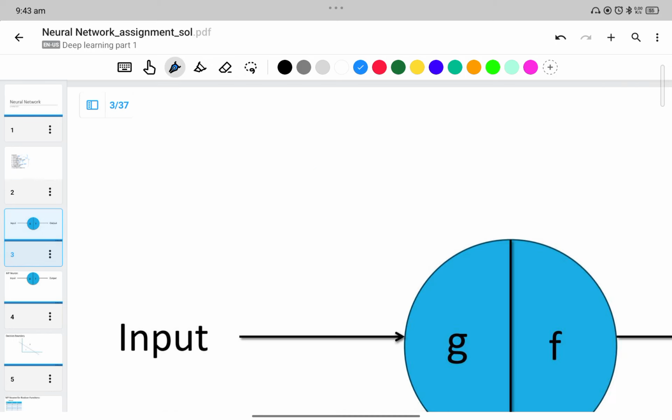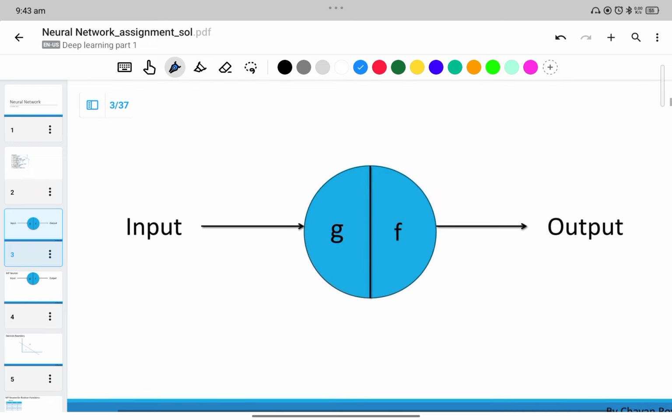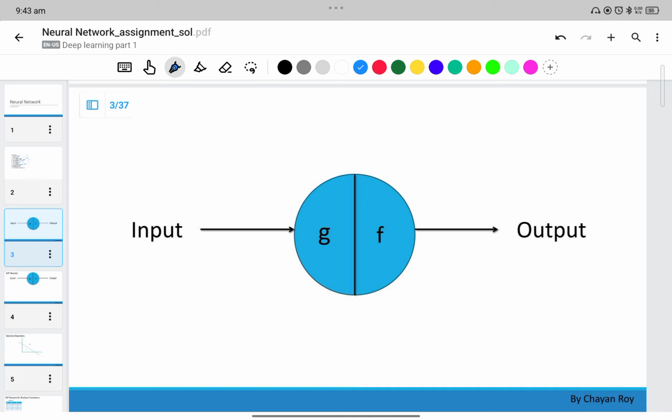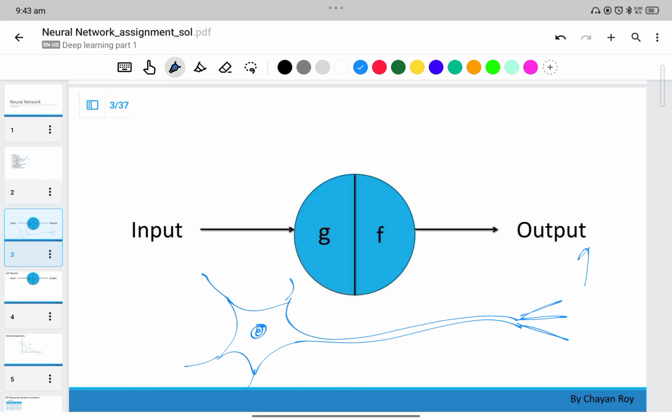So what is a neural network? As we can see, we have some input, and this circle has G and F, and output. What does this mean? We may know about neurons. Let's say this is a neuron. This is how a neuron looks. This is the analogy that is taken to give the name neural network. So this is the axon, this is the dendrons.